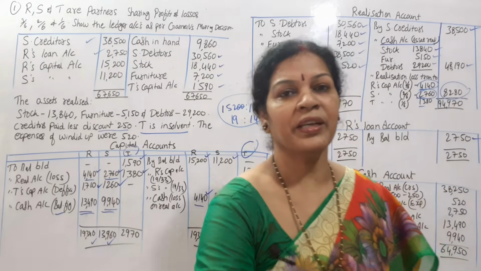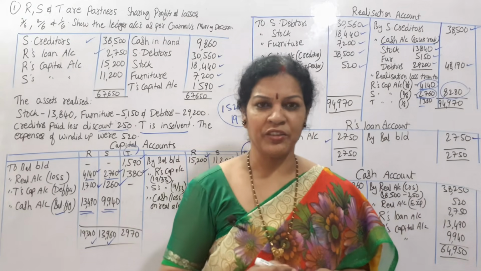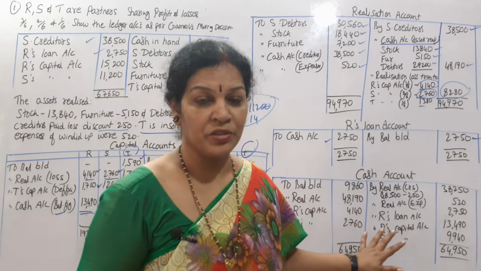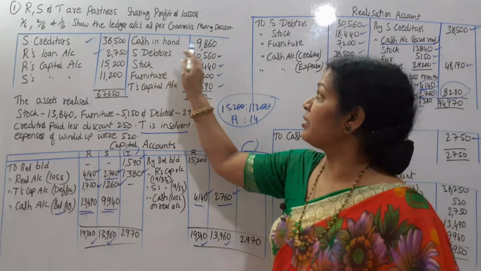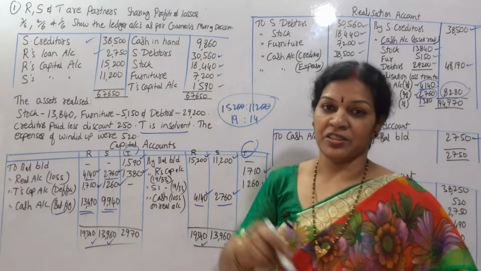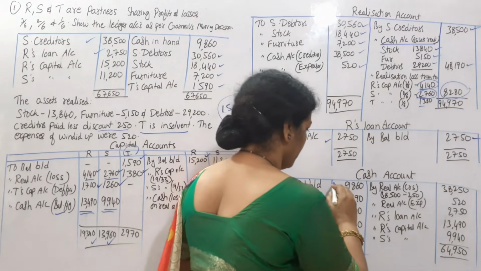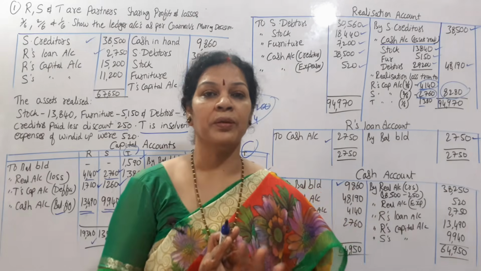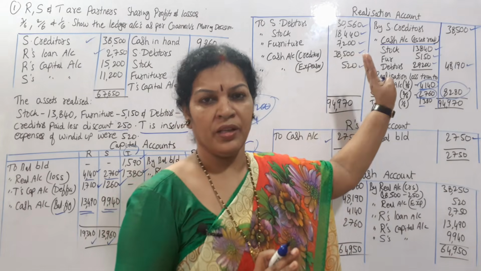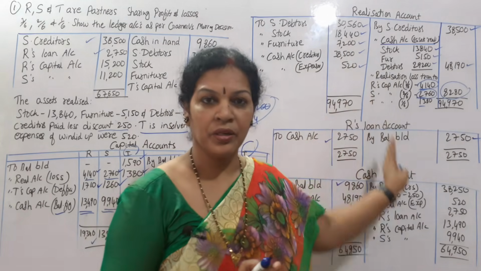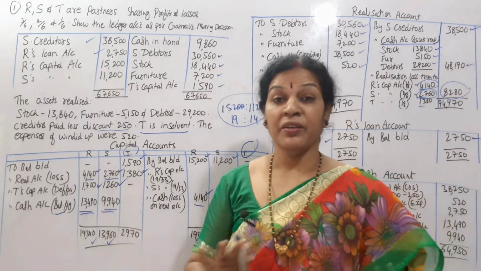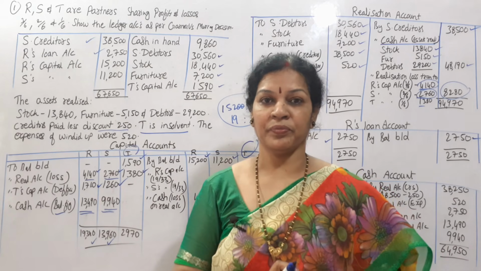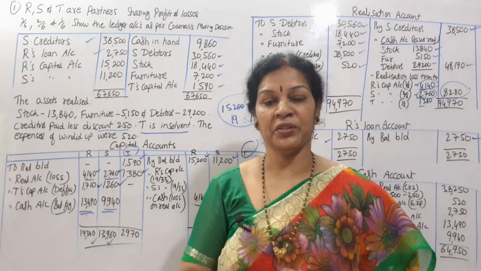Lastly, we have to open the cash account. Simple. The cash account will start with the opening balance of cash. Cash opening balance is here, cash in hand 9,860, to balance brought down 9,860. Then after that you have to check each and every account, like realization account, loan account, partners' capital account. Wherever you find cash, that is to be transferred, debit to credit, credit to debit.